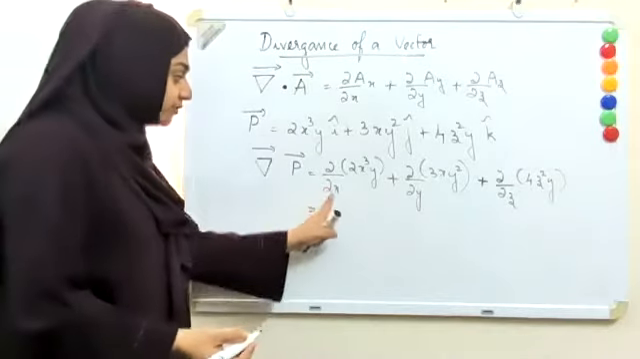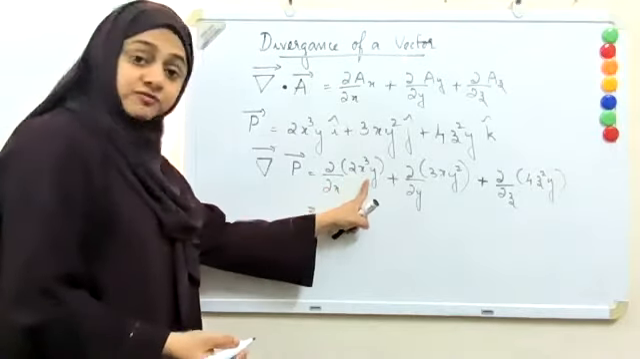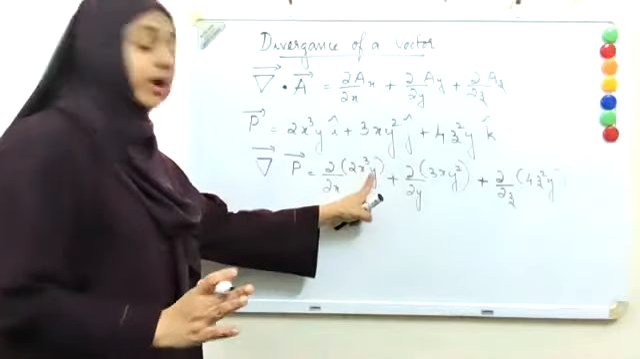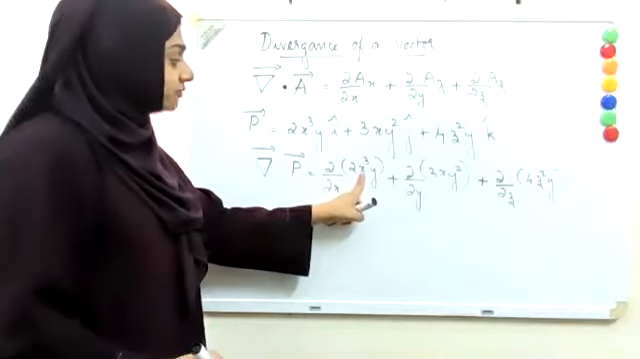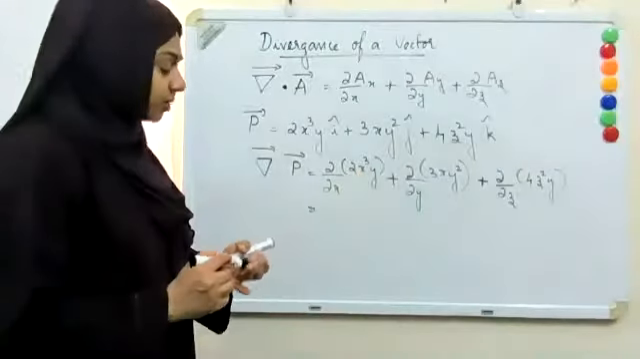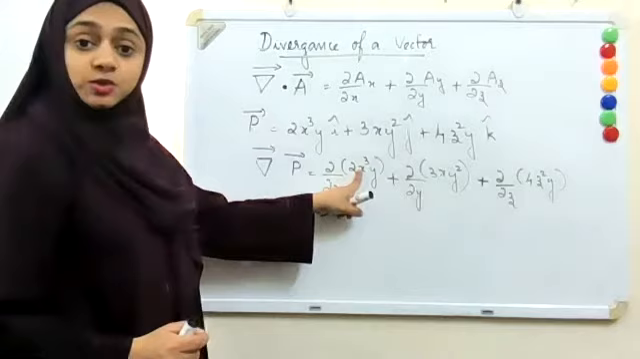So when I take dou by dou x, partial differentiation, I can consider y as a constant. So it will stay out of differentiation. I have to differentiate only x cube. What is dou by dou x of x cube?